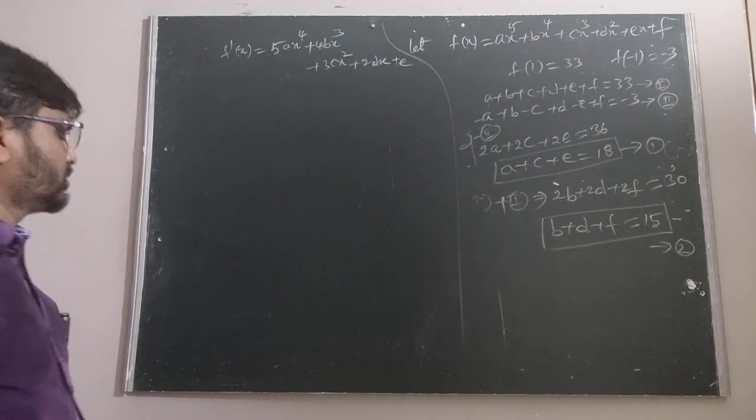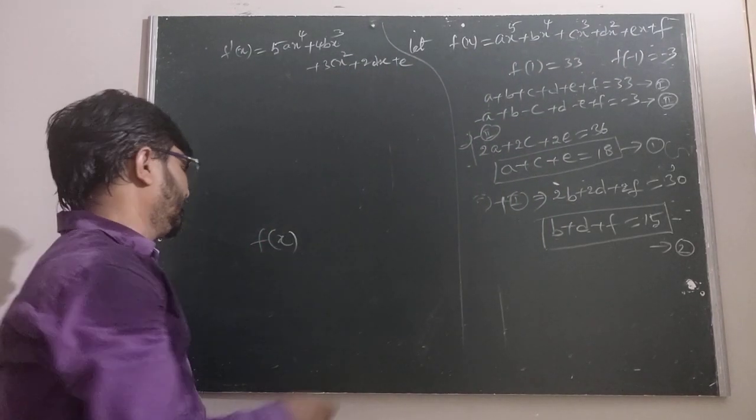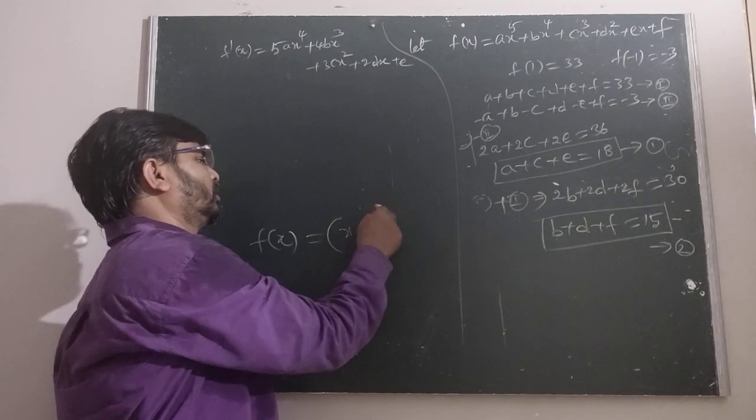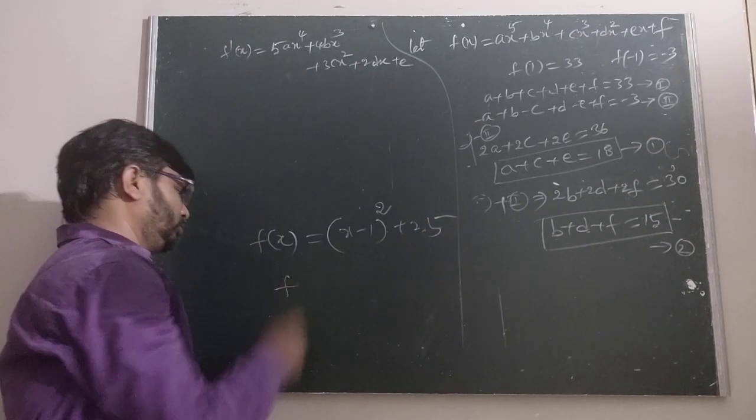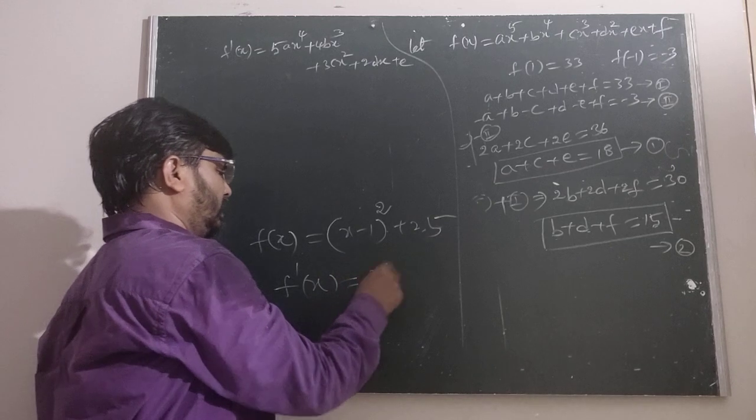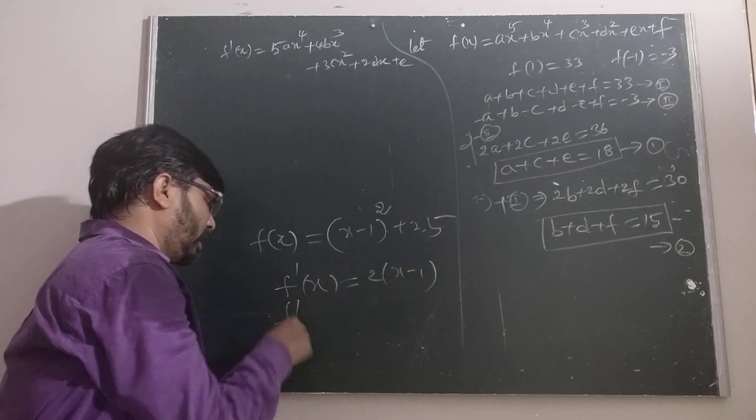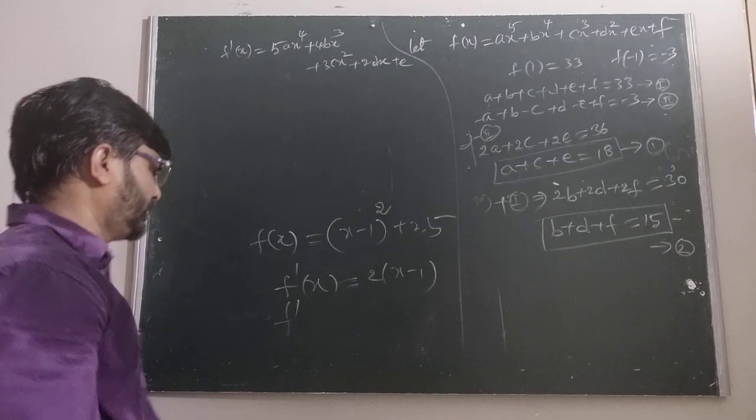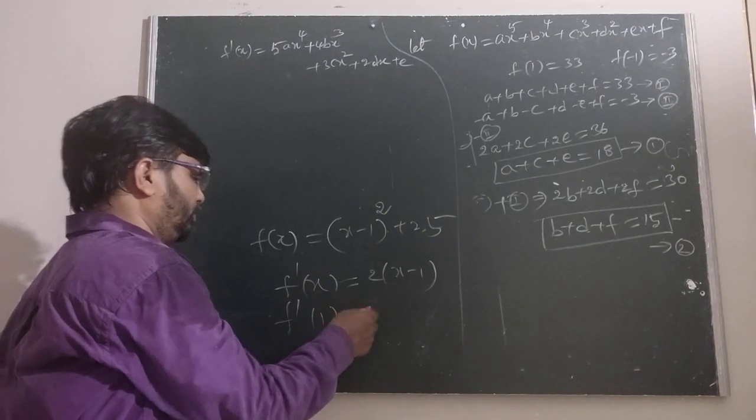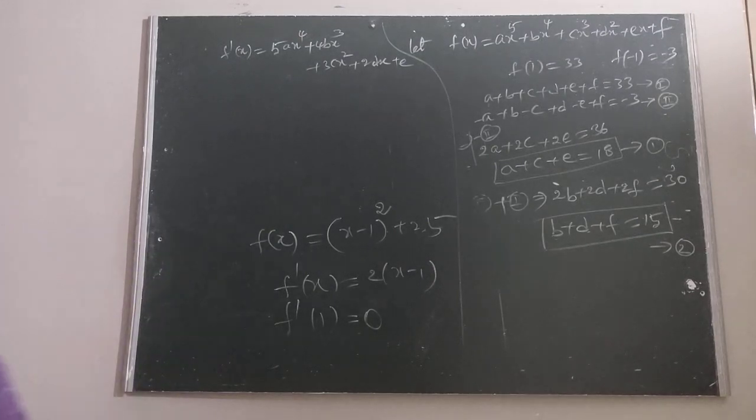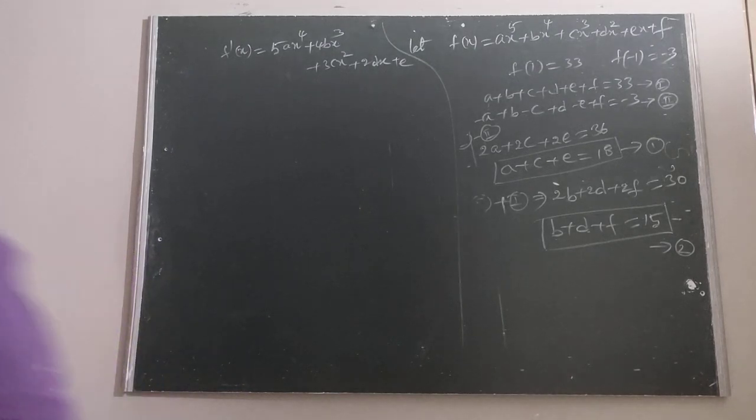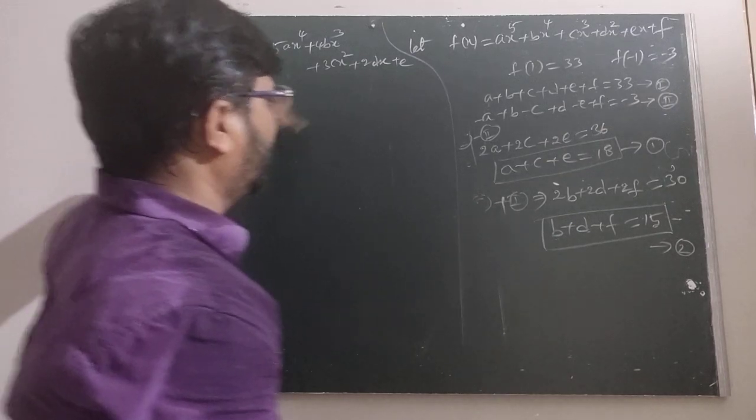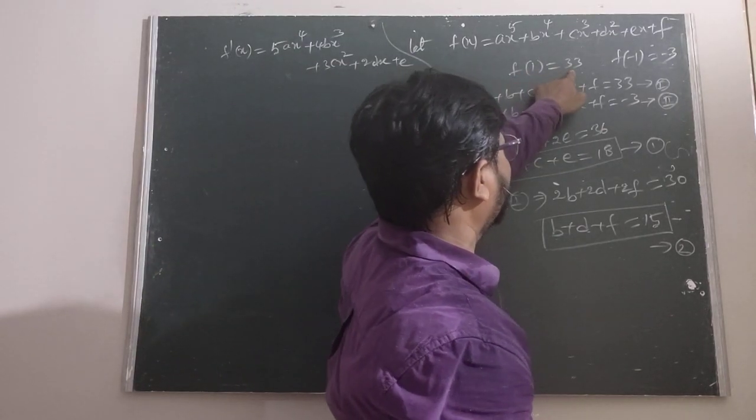This is the derivative. Suppose, as we already discussed previously, the polynomial is x minus 1 whole square plus 25. Undoubtedly f dash of x is 2 into x minus 1, and when we take x as 1, it will be 0. Now here, the function, when divided by x minus 1 whole cube, the remainder is 33.